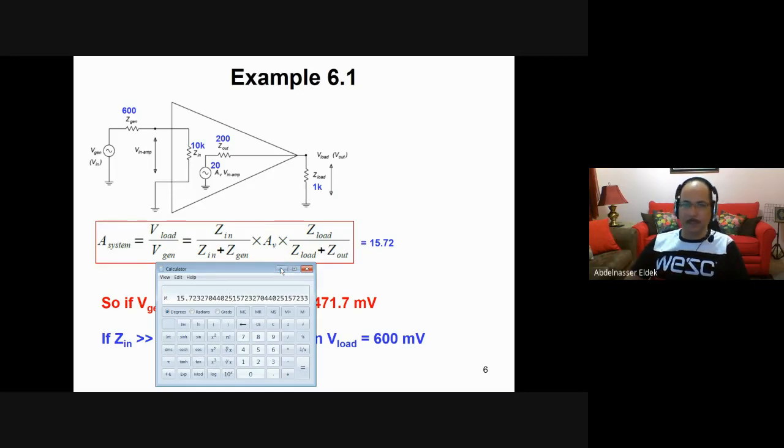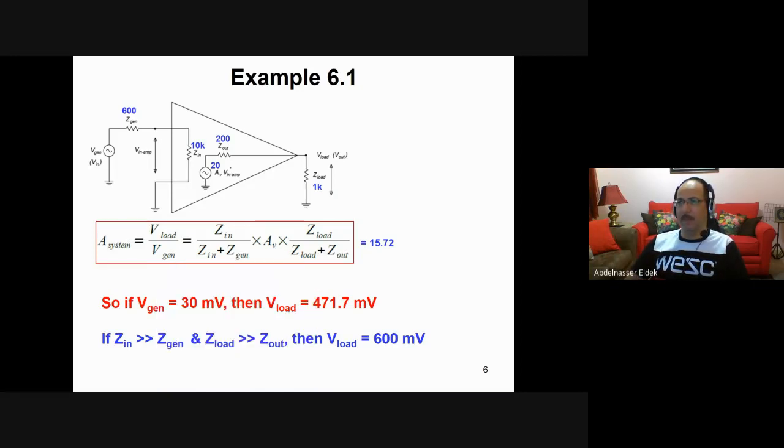Why? Because it's not a perfect amplifier: the input impedance is not large enough and the output impedance is not small enough. If you imagine that this is very close to the ideal, for example, let us change these numbers here. Let's assume that we change them.